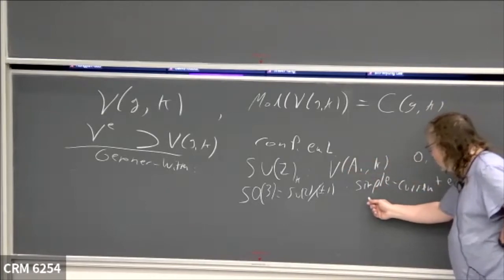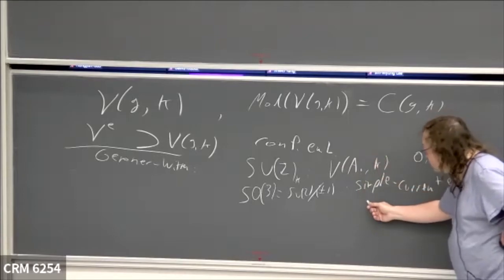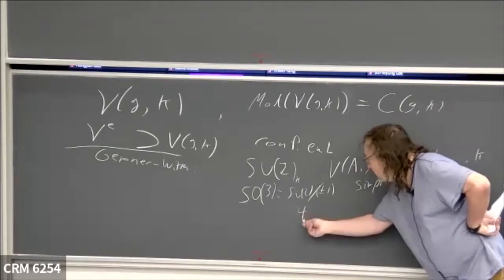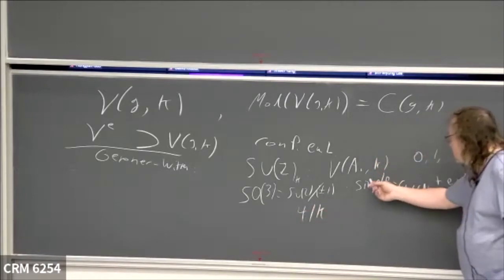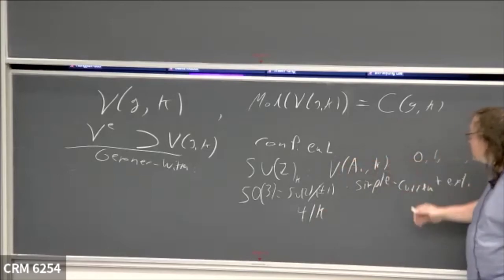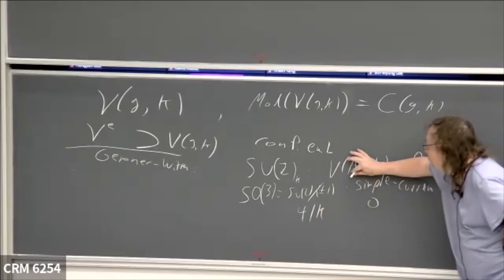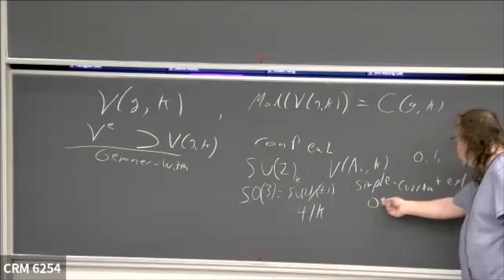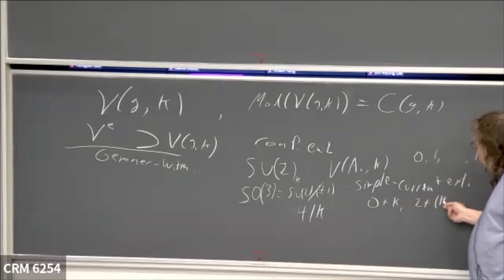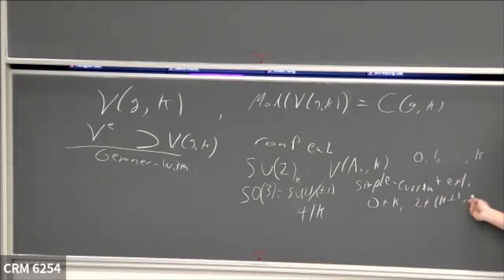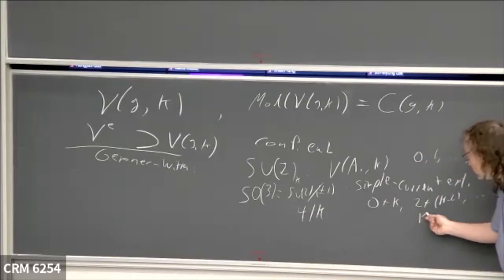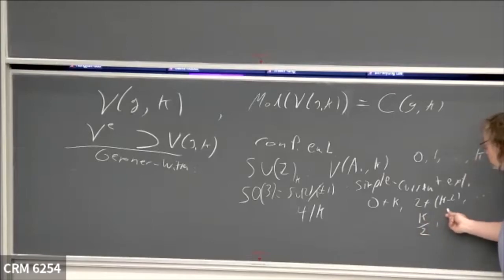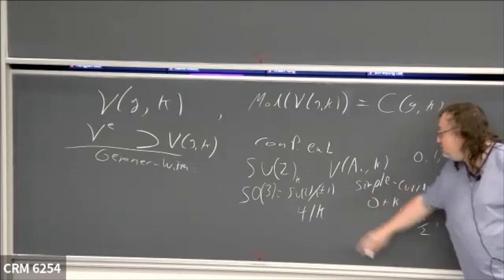Its simples, there's something like K over two of the simples here. This only works when four divides the level. And the simple modules for the simple current extension, if I restrict down to the smaller VOA, are going to be 0 plus K, 2 plus K minus 2, using the highest weight notation. You keep going down by twos until you hit the midpoint. The midpoint will be K over 2, and you have two of those. You resolve that fixed point. And so that's what the simple modules for the corresponding VOA would look like.